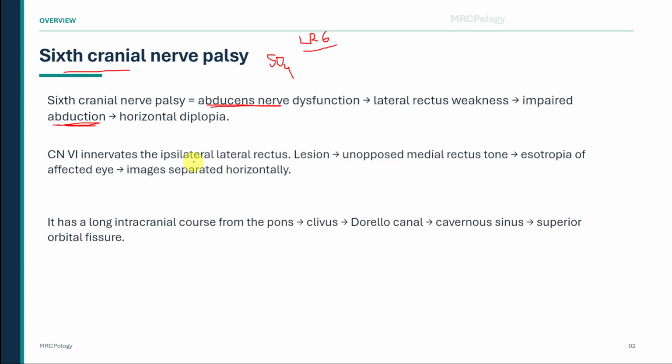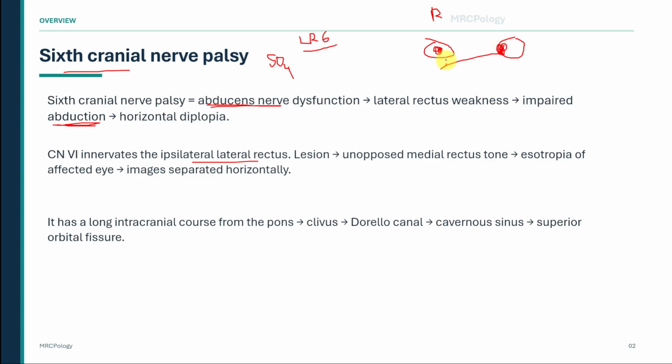Understand this: sixth nerve lesion leads to lateral rectus weakness, which leads to impaired abduction, which leads to horizontal separation of images. That is why patients complain that the double vision is side by side, rather than one image being above the other. The diplopia is usually worse when the patient looks towards the affected side. For example, if the right sixth nerve is affected, the right lateral rectus is weak, so right gaze becomes difficult. The right eye fails to abduct, and the diplopia becomes more obvious.